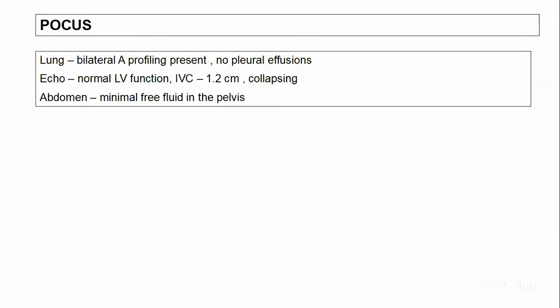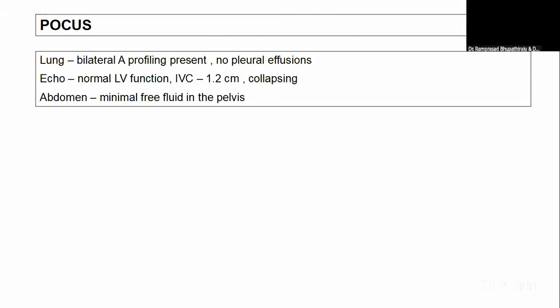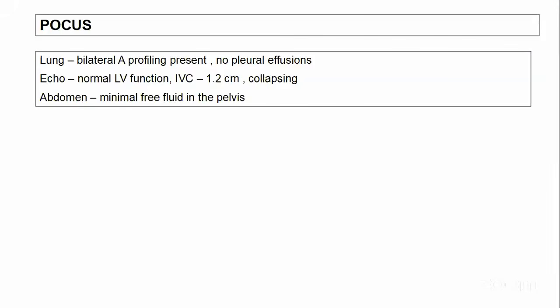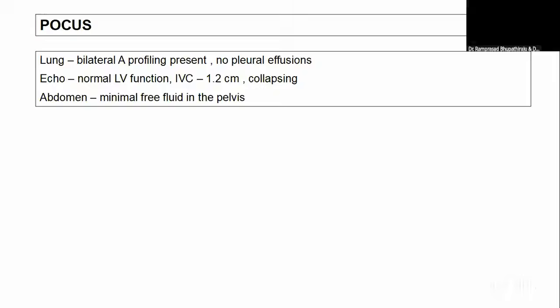How did you look at the IVC? Is it transhepatic or subcostal? Subcostal, sir. With that severe pain, did he allow you to put a probe there? He has probe tenderness, sir. We didn't indent the probe much. Superficially, we could see, sir. It is easy. There is not much fat tissue there.